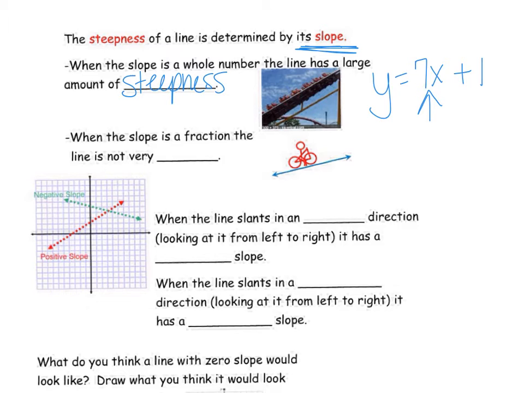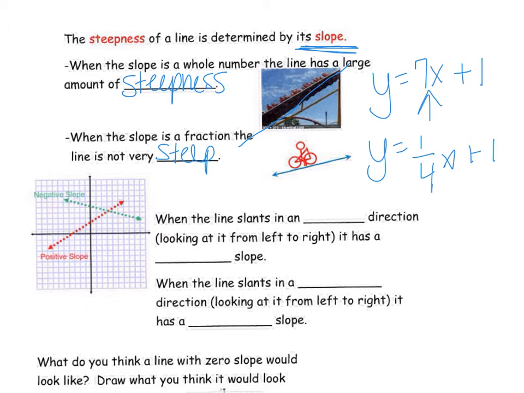It's a high slope. But if I look at a line and the slope is a fraction, then I can expect that my slope is small, and so my line will not have very much steepness. So the first picture there, the roller coaster has a great amount of steepness. That would be a whole number slope. In the second picture, the bike rider is on a road with a small amount of slope. So I would expect that that line would have a fraction in place of the slope.